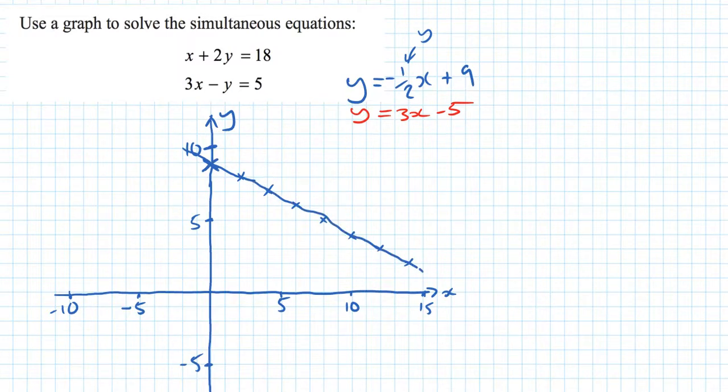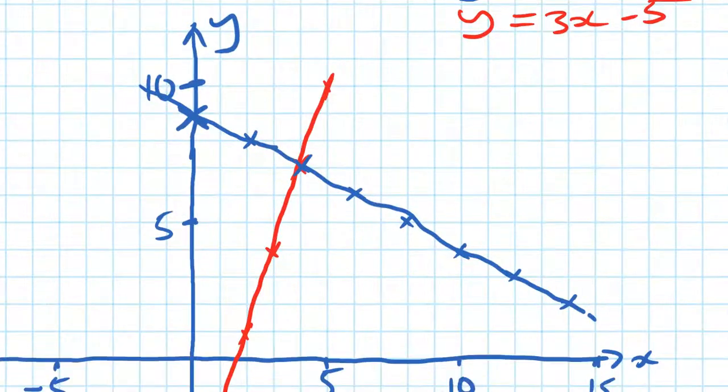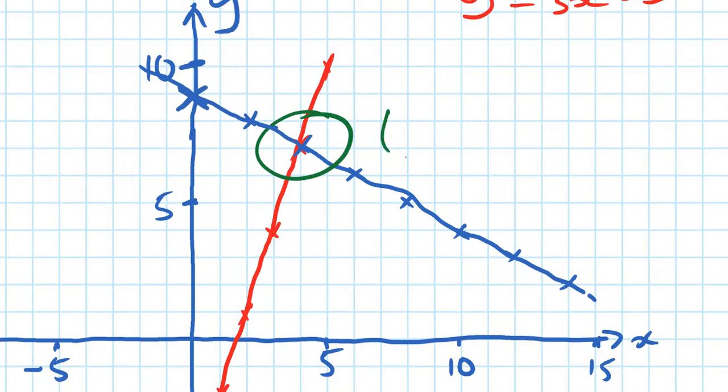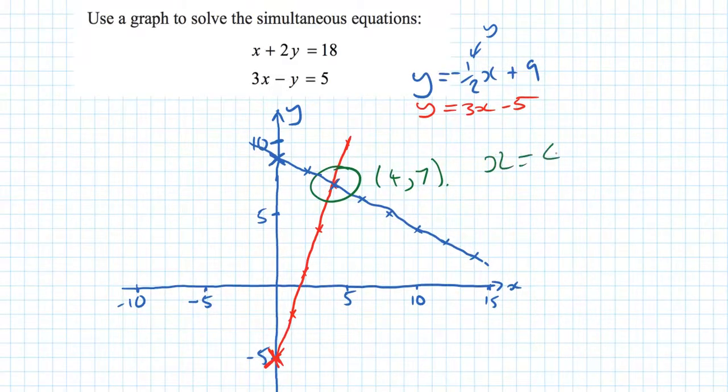Okay, now we're going to draw this red line. We're going to be starting down here at minus 5. Our y-intercept is minus 5. We go 1 across, 3 up because of that gradient being 3. And already we can probably see where these lines cross. Let's identify that point. Let's zoom in on it. This is the point 4, 7. So the solution to this is x is equal to 4, y is equal to 7.